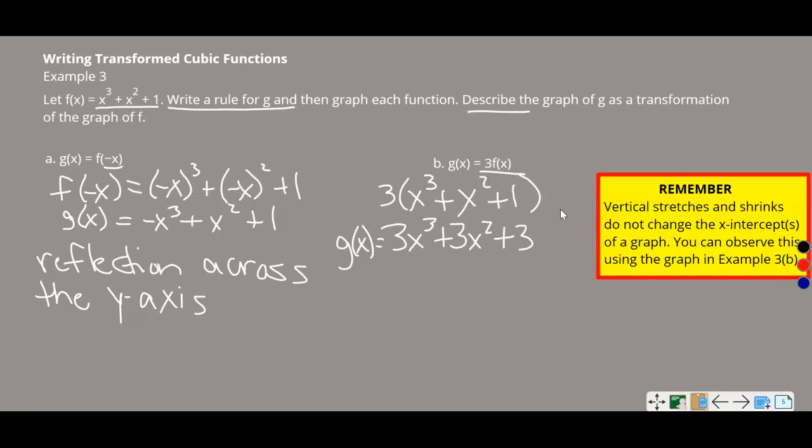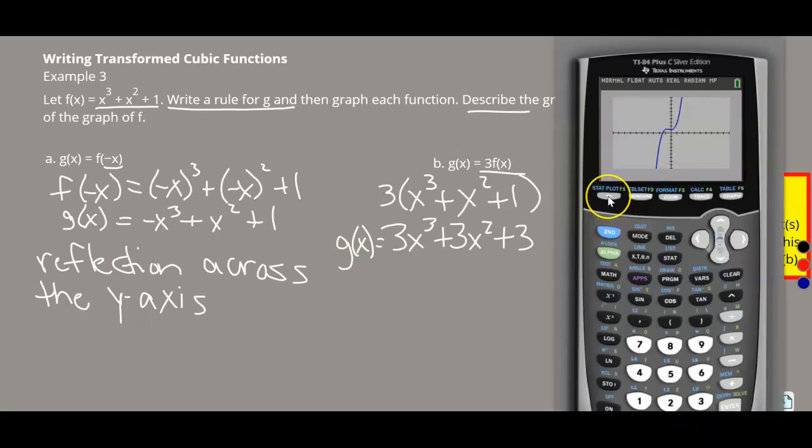Again, if you want to graph it, let's graph it and look at it just to make sure. Again, I have f of x already graphed in here. That was our original function, and now we're going to graph g of x, which is 3 times x cubed plus 3x squared.